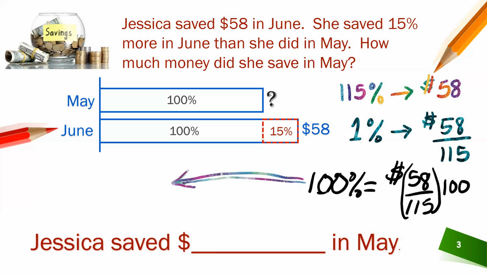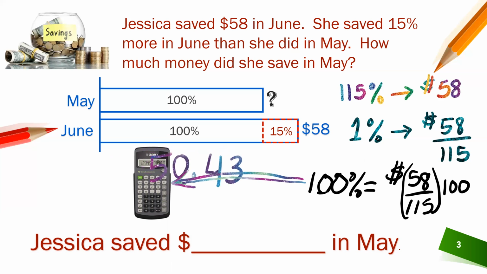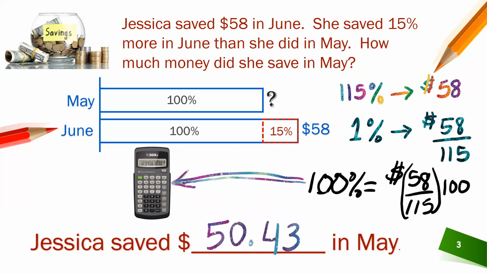So let that calculator work for you, and the calculator would tell you that that is $50.43 in May. Okay. But the concept that I want you to get out of this is the unitary method, meaning wherever you're at, go to 1 first and then back up.